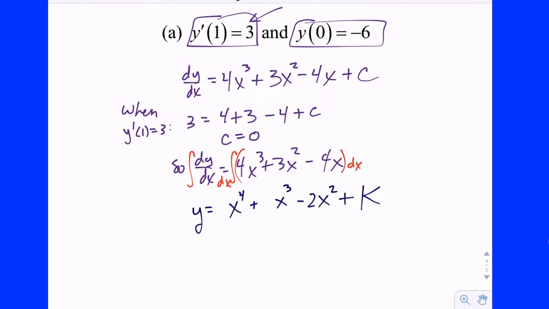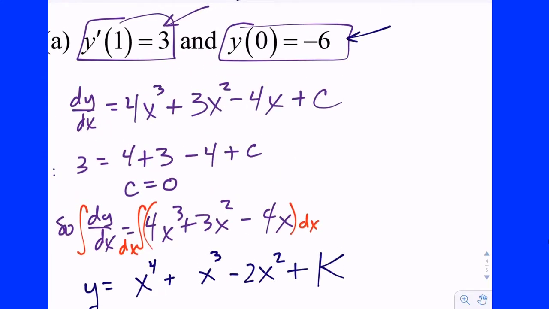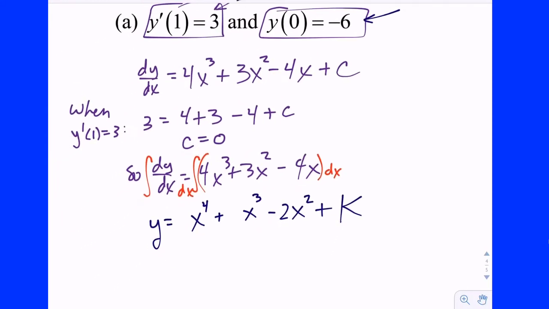All right, now I got to find k, or your c, or whatever it is, and here's the initial condition that satisfies the solution equation. So when y of 0 equals negative 6, we get negative 6 equals 0 plus 0 minus 0 plus k.